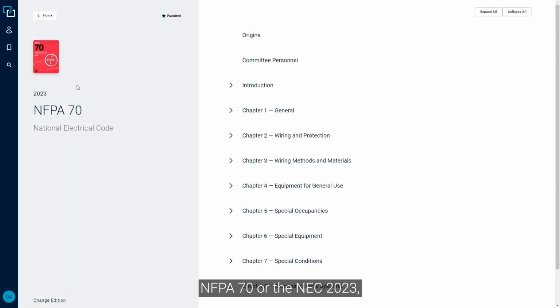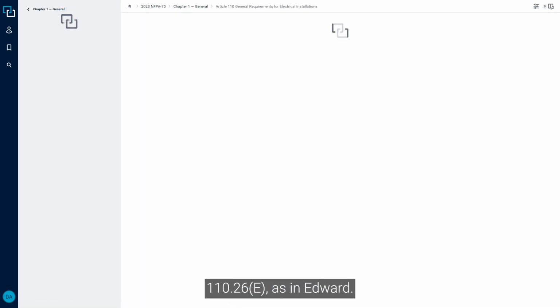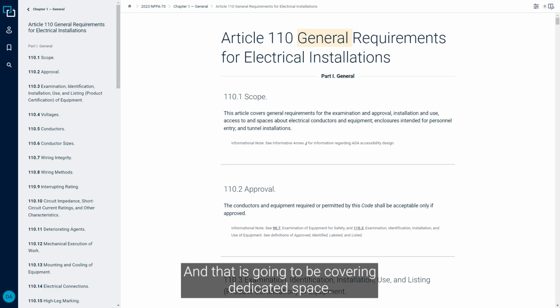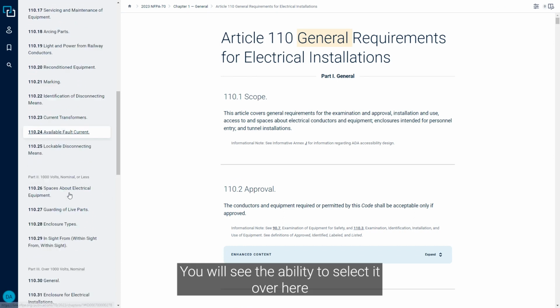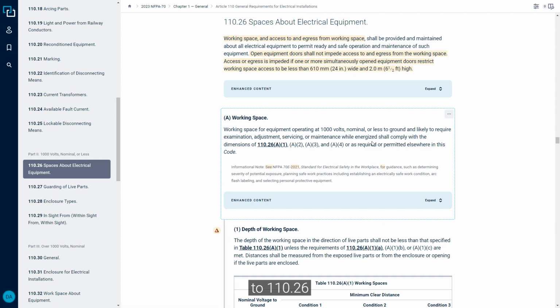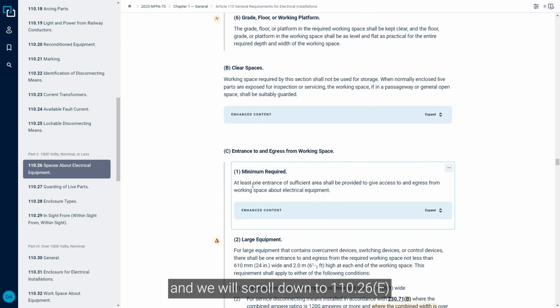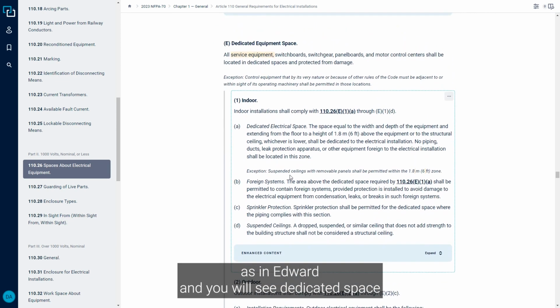NFPA 70 or the NEC 2023, and we're going to go to Article 110, 26E as in Edward, and that is going to be covering dedicated space. You'll see the ability to select it over here to 110.26, and we will scroll down to 110.26E as in Edward, and you will see dedicated space.